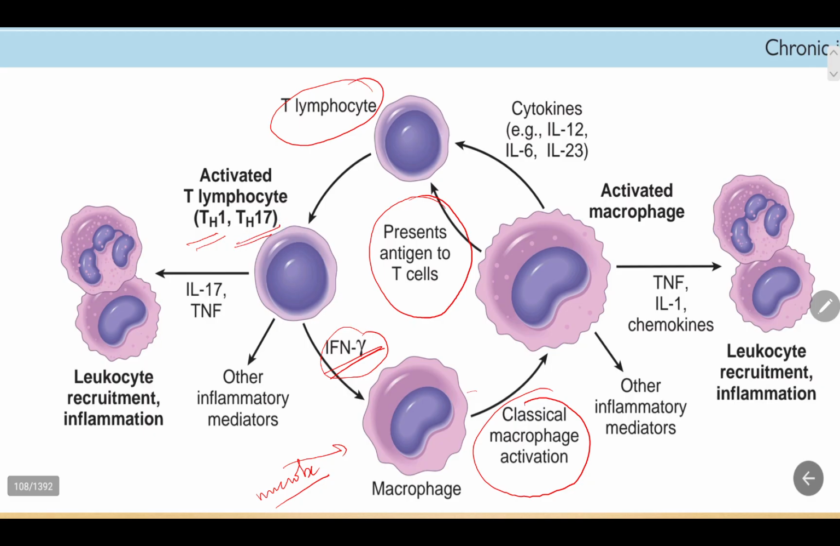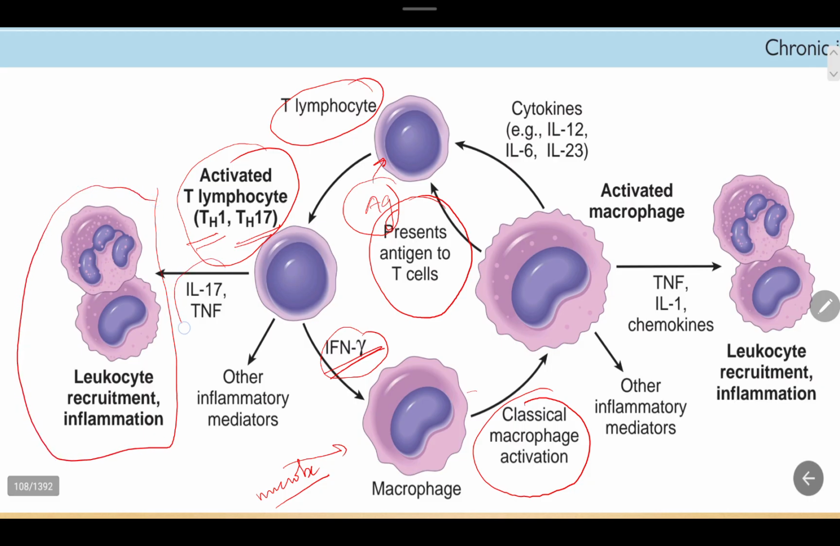So how are the T lymphocyte and the macrophages acting? When there is presence of an antigen, the T lymphocyte is stimulated, and activated T lymphocytes, such as T helper 1 and T helper 17, are formed. This activated T lymphocyte will cause leukocyte recruitment and inflammation, by releasing interleukin 17 and TNF, other inflammatory mediators, and interferon gamma.